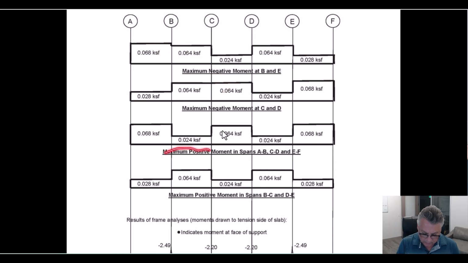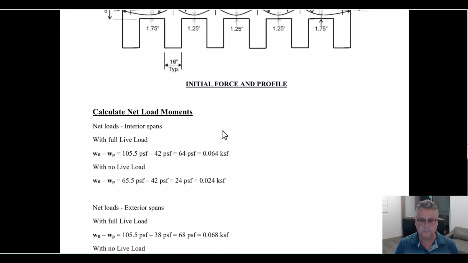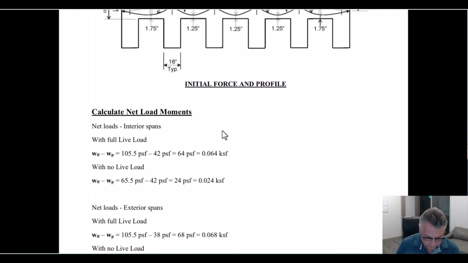Then, of course, we're looking for maximum positive moments in the various spans, and we're doing the same thing. We're putting the live load on those spans and taking it off the adjacent spans and then putting it on the second span over. That actually creates the worst condition for the bay in question. So, that's what the diagram is doing here.